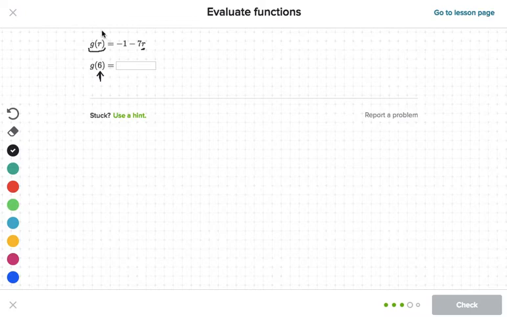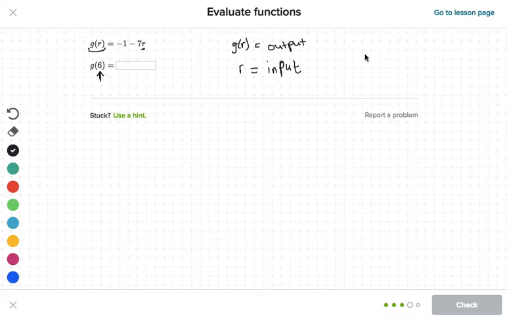So that's why this function notation is especially useful, because we can actually specify our input within that notation and still have it uniform, giving us our output. So g of r is the output, and in this case, r is your input.